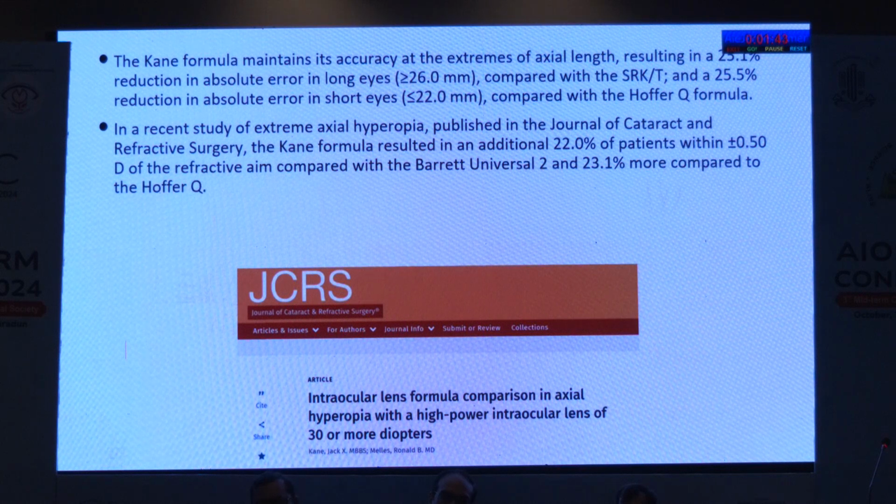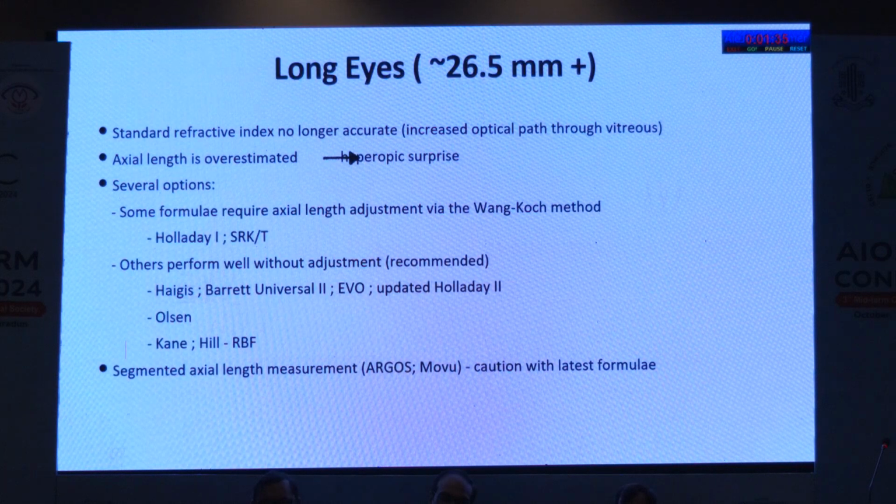And as we always said, Hoffer Q should be used for the shorter eyes, that is not the case. Hoffer Q is one of the worst performing formulas. We should use Kane formula or Barrett's 2.